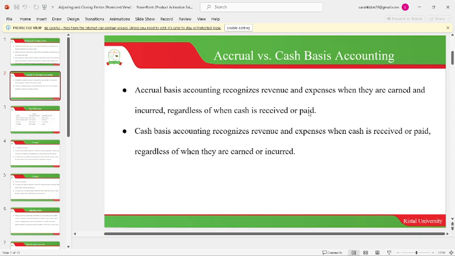But with accrual basis, when revenue is earned, or when expenses are incurred, that's when you record it.